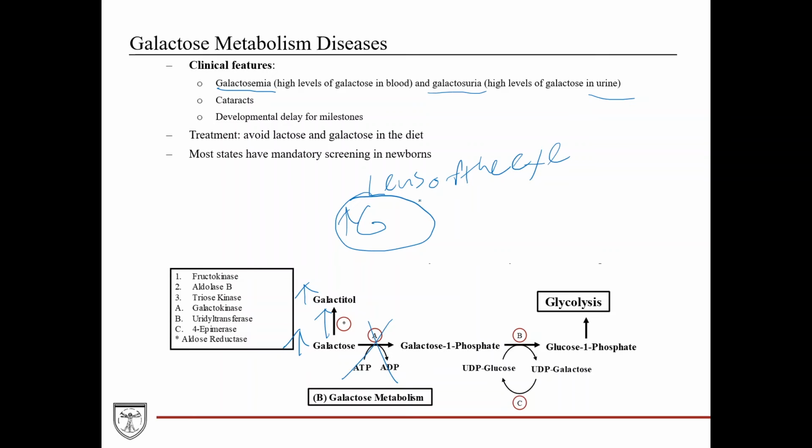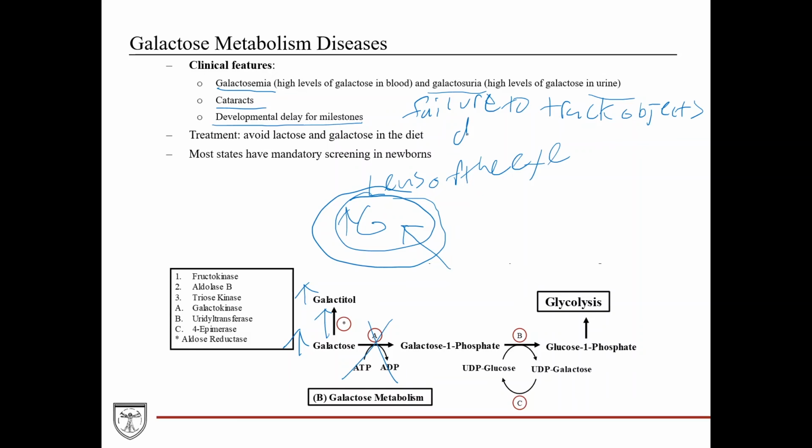And so it accumulates in the lens of the eye, and that causes an osmotic force to drive water into the lens and causes it to swell, and that leads to cataracts. The other thing is, since galactitol is damaging to neural tissue, you could have developmental delay for milestones. Two examples of this that you could see in a question stem are failure to track objects, or inability to develop a social smile, so in response to human interaction.